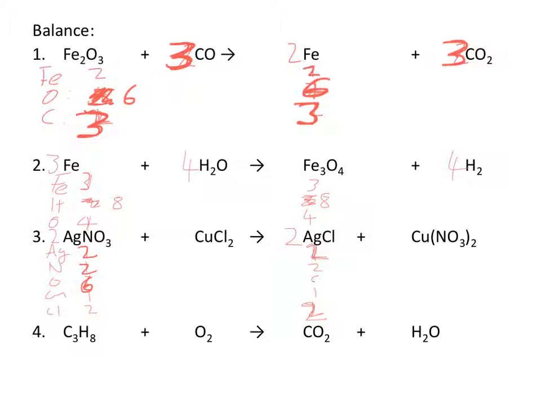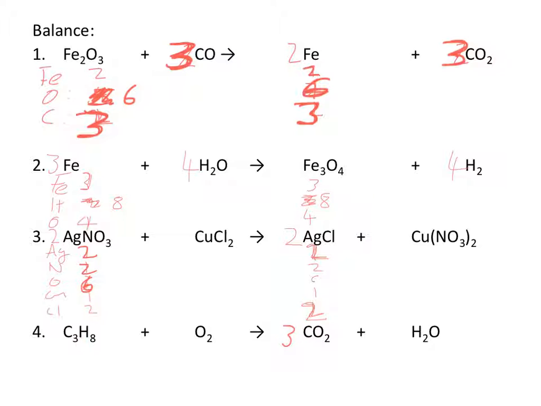Now what you need to try and start doing, and this is maybe ambitious at this point, is to try to get away without doing the table. Okay, so if you're getting these quite quickly, you might ignore the table. So I'm going to ignore the table for the 4th one, and I'm just going to talk it through. So we've got 3 carbons there, and only 1 carbon here. So I'm going to try with a big 3 there. Now that sorts the carbons out.